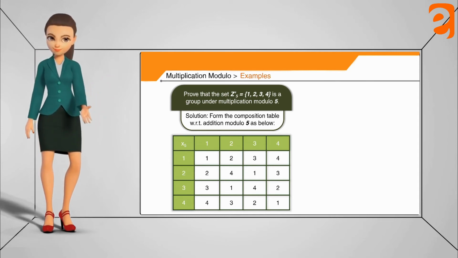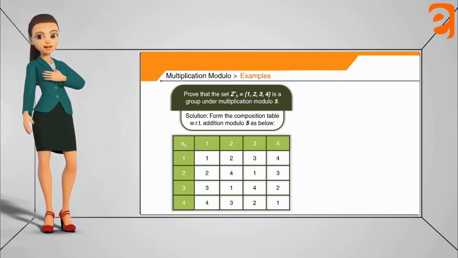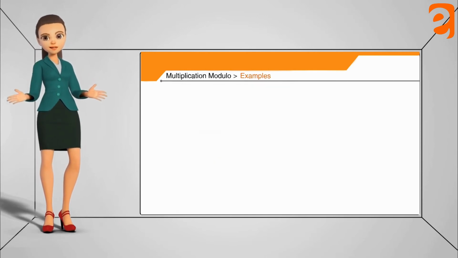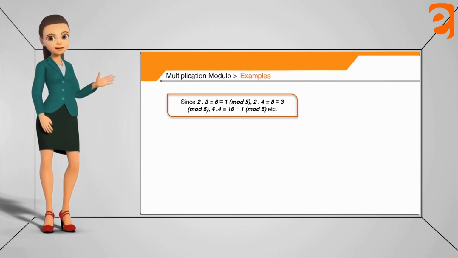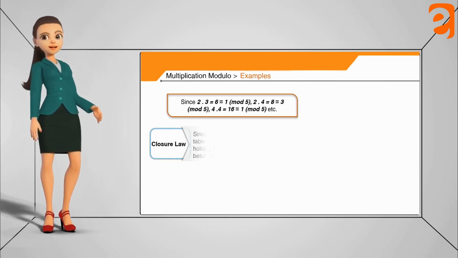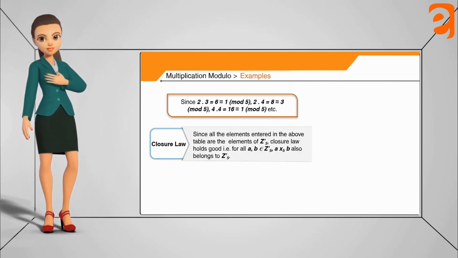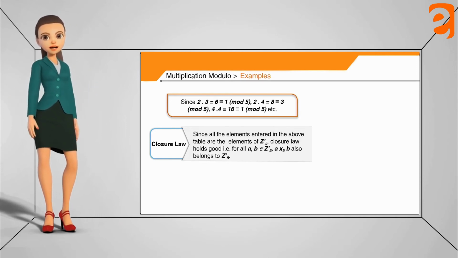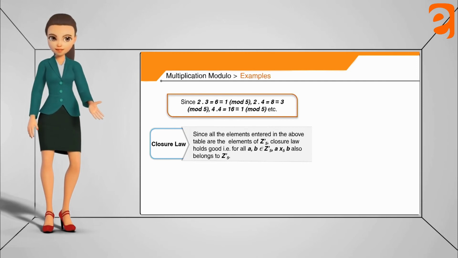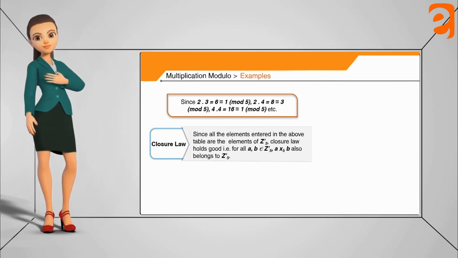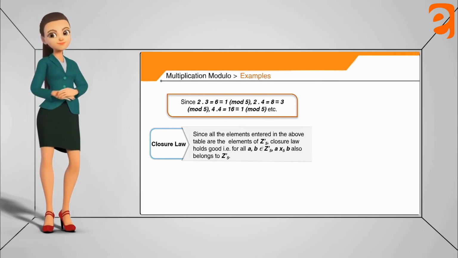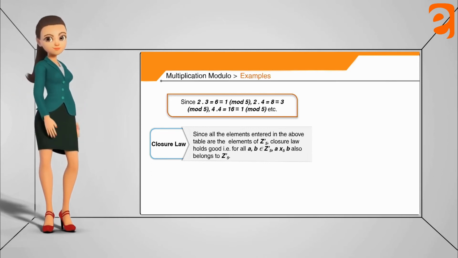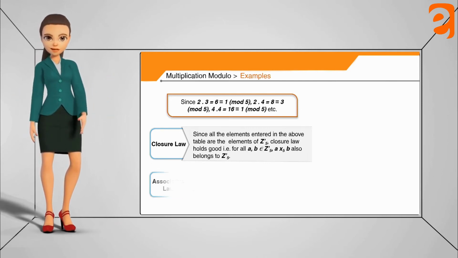Now looking at this table, we have to show that this Z5 satisfies all the 4 properties of the group. So now let's check all the axioms of group. First is the closure property, which is very much clear from the table that if you take any two elements of the Z5, their multiplication modulo with respect to 5 is again going to be an element of Z5. Means that it is always going to be a number from 1 to 5.